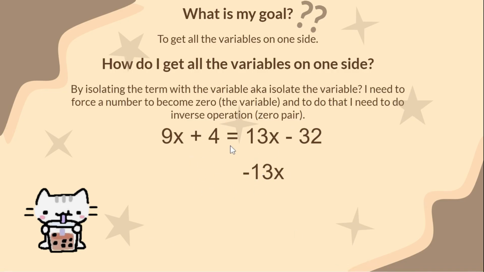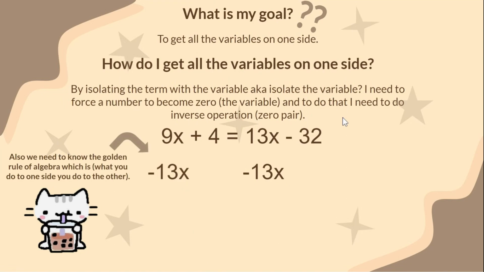So negative 13x, and there's a thing called the golden rule of algebra, which is whatever you do to one side, you do to the other. If it was separated by an equal sign, you can't combine like terms because they're separated, like I said earlier. So you want to do something called zero pairing, which is subtracting from one side to make the 13x become 0, and subtracting from the other, which is also called the golden rule of algebra. So, 9x minus 13x is negative 4x. So now our equation is negative 4x plus 4 equals negative 32.